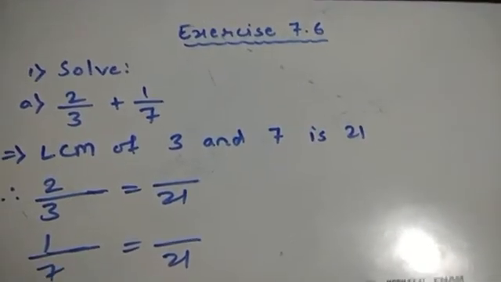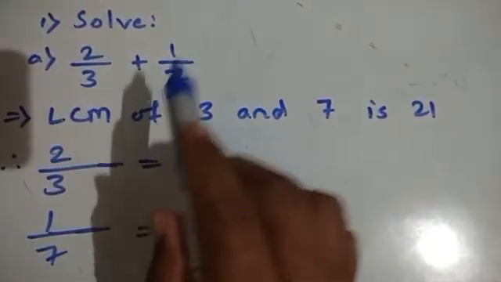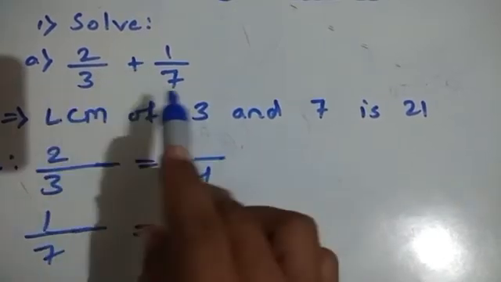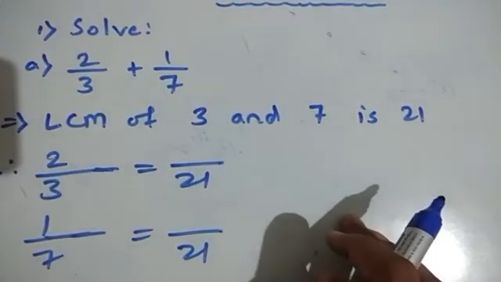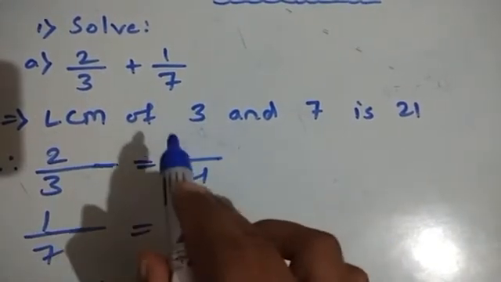In that first question, I will solve one example, 2 upon 3 plus 1 upon 7. So here the given fractions are unlike fractions. So first we have to convert them into like fractions. So find out the LCM of the denominators first. LCM of 3 and 7 is 21.